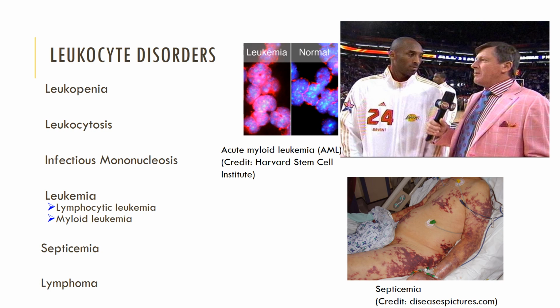Infectious mononucleosis, which is also known as the kissing disease, is caused by the Epstein-Barr virus, resulting in excessive numbers of atypical agranulocytes.